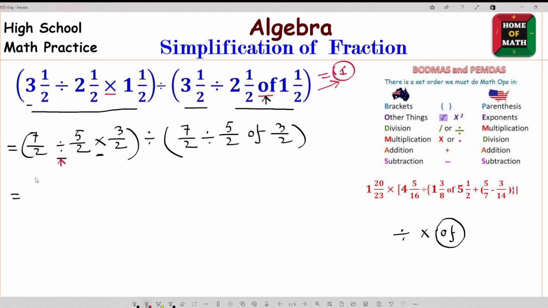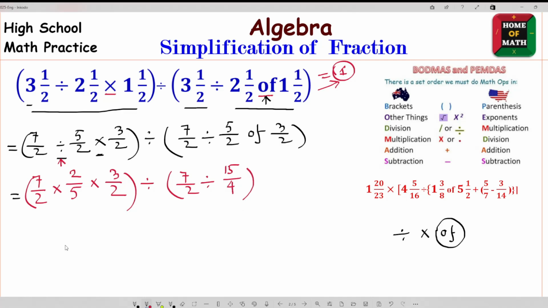Now look, here is a division sign and multiplication, so we have to work on the 'of' first. 7/2 ÷ 5/2 of 3/2. We cannot use a multiplication sign here because here is 'of'. So for this 'of' we can write 5 times 3, it will be 15, and 2 times 2 is 4. Okay, this one.